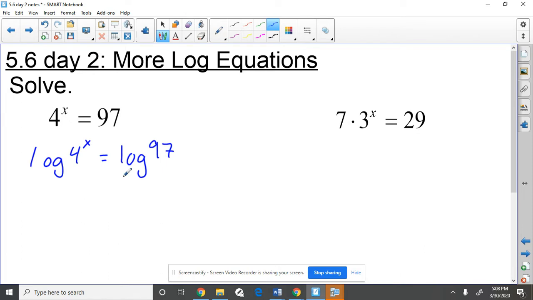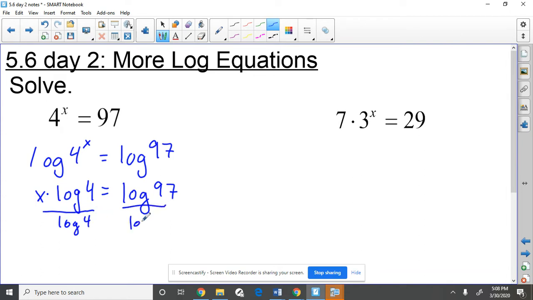The reason that we do this is that now that the 4 to the x is inside the logarithm, we can take this exponent and bring it out front as a coefficient. So x times log of 4 equals log of 97. And as you go through this, you need to remember that log of 4 and log of 97 are just numbers. So this is x times a number. I want to get x by itself, so I'm going to divide by that number on both sides.